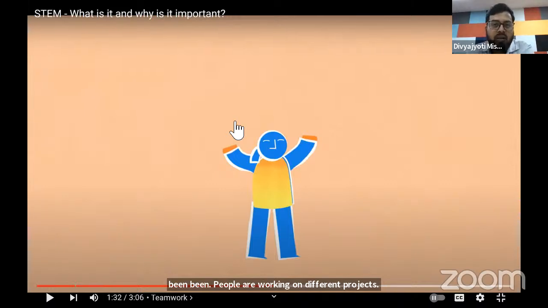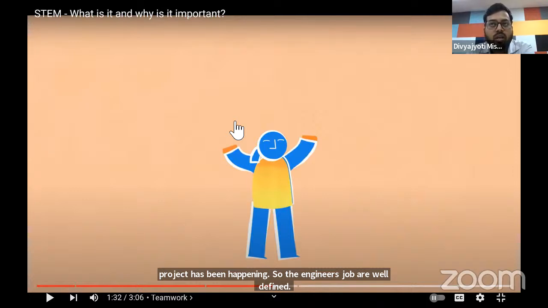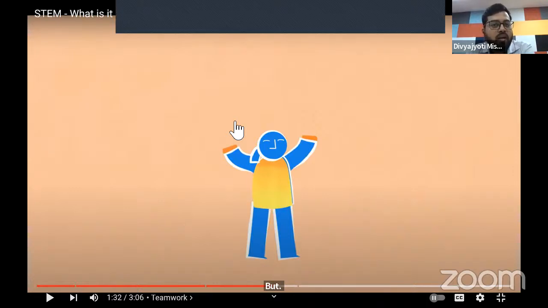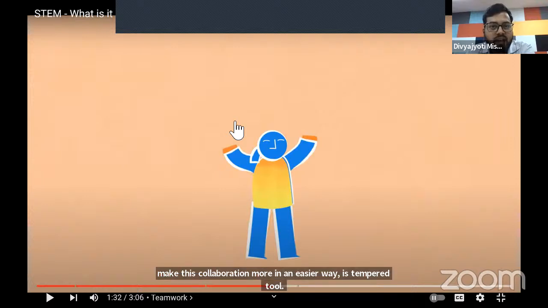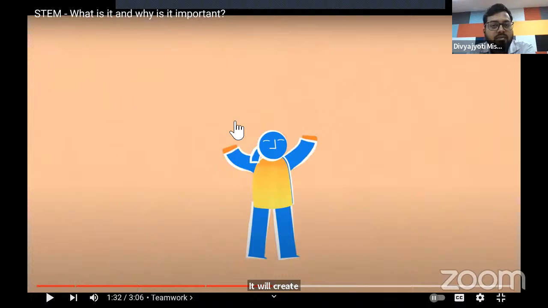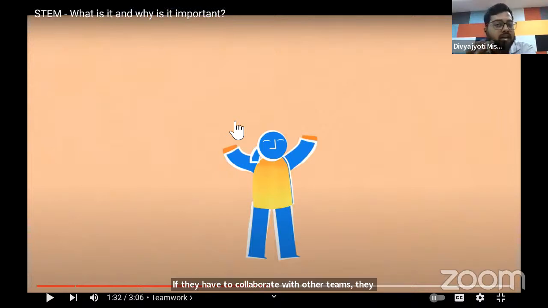Because, as the example has been given, when a construction project is happening, the engineers' jobs are well defined, but to make this collaboration easier, STEM provides a tool because it will create awareness among every member of the teams that this will be their KRA or their roles and responsibilities. And if they have to collaborate with other teams, they will have a basic understanding of these concepts. So that is a very important part when we talk about STEM.